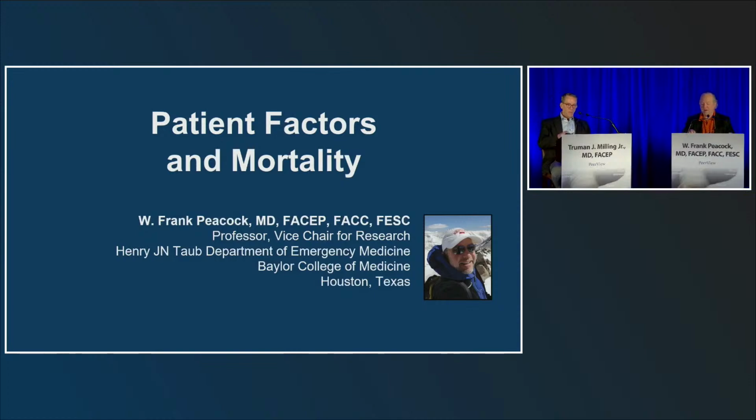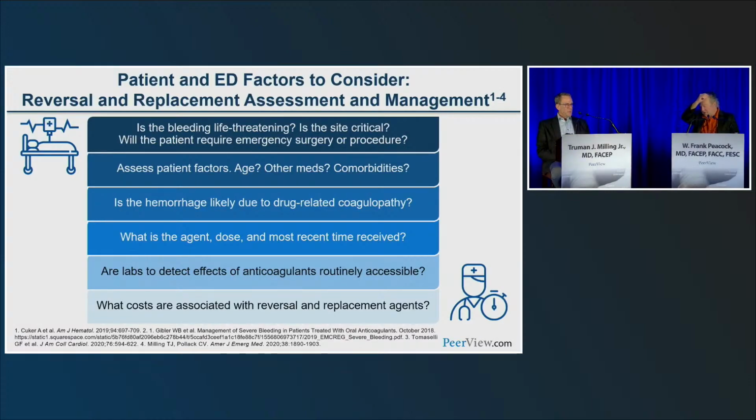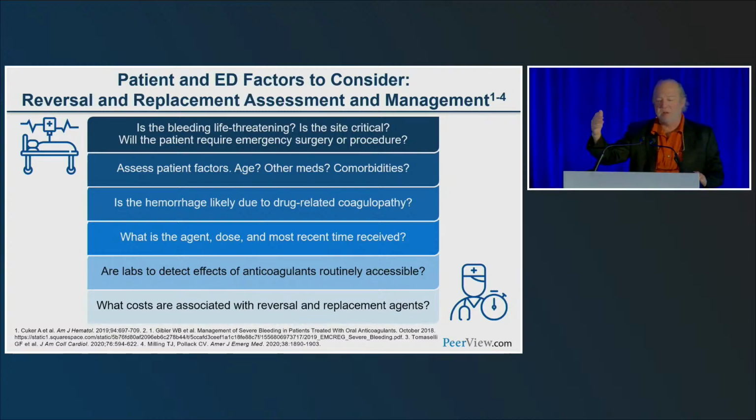Excellent. All right. Patient factors, the most important thing. So is bleeding life-threatening? We talked about what the definition of that is, big hemoglobin drop, that sort of thing. Is the site critical? The aorta, the brain. Will they require emergency surgery? The aorta again. Age is always a problem. You can't change it. The older they are, the more likely they are to die. Are they on other meds and comorbidities? And the fragile patients are fragile.